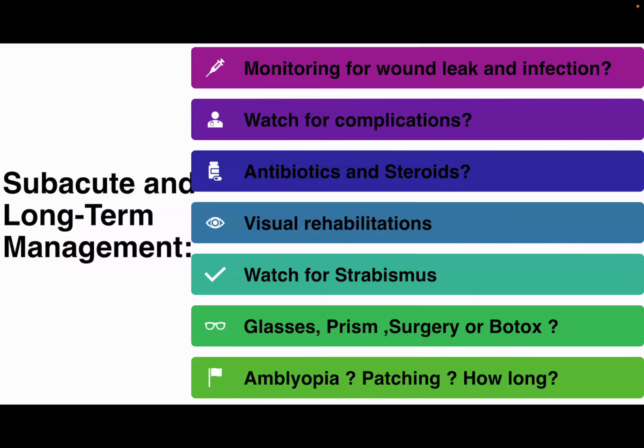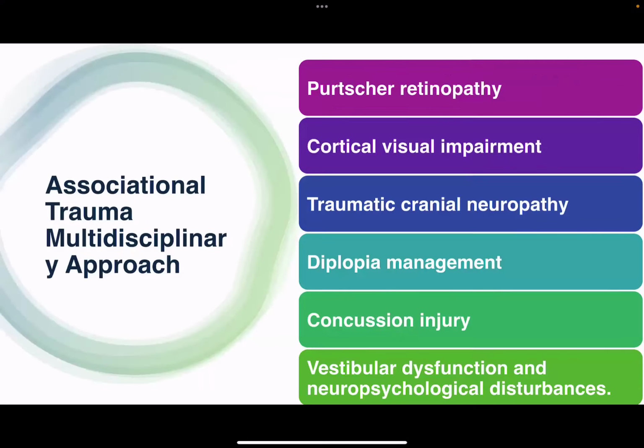Watch for any strabismus. It's very interesting to mention that sensory strabismus can develop within even 4 weeks. Glasses, prism, surgery, or Botox to treat the strabismus, and again, amblyopia and visual rehabilitation.